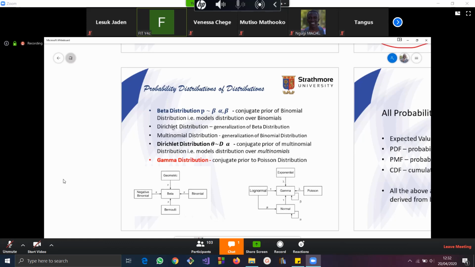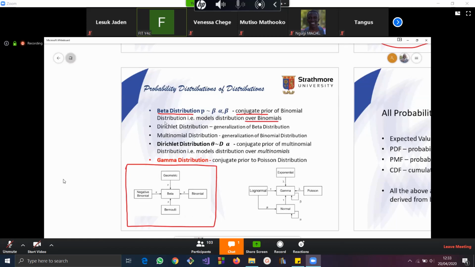When one probability distribution can be used to model another probability distribution, that's where you find this term called conjugate prior. So you will find some famous pairings like these ones. One distribution is paired with other distributions. Here we are saying the beta distribution is the conjugate prior of the binomial. In other words, it models the distributions over binomials. We will understand this as we go by.